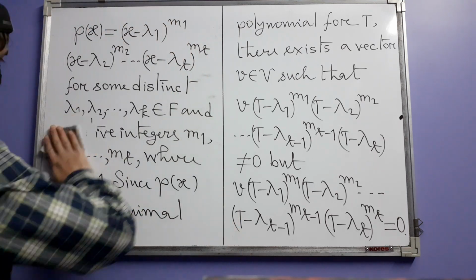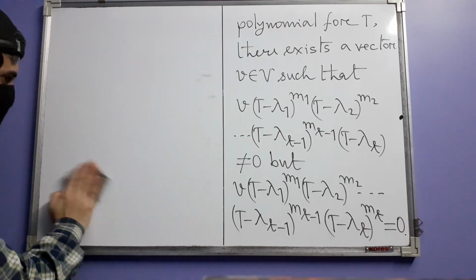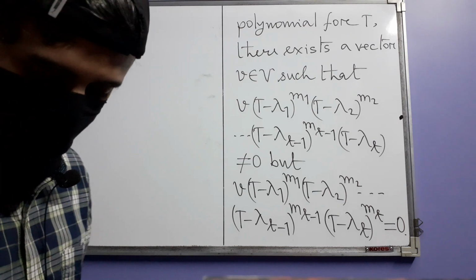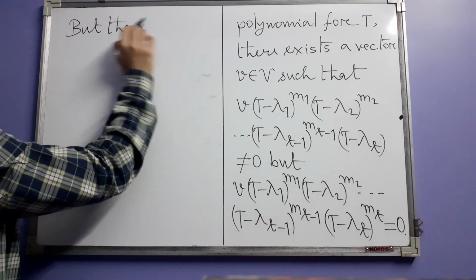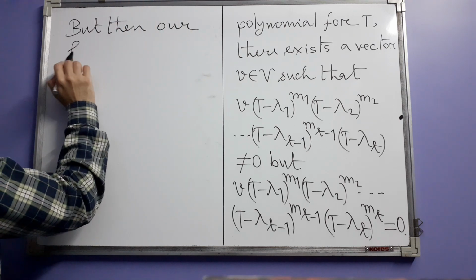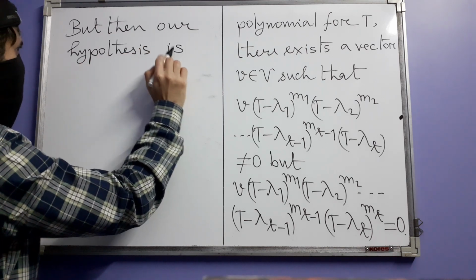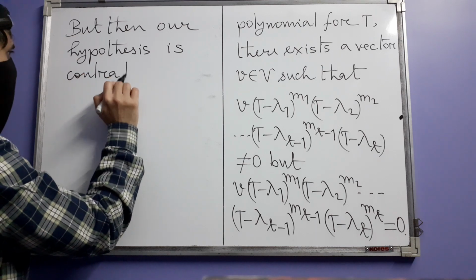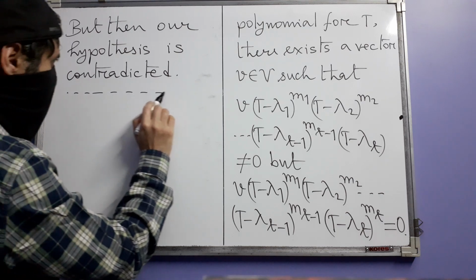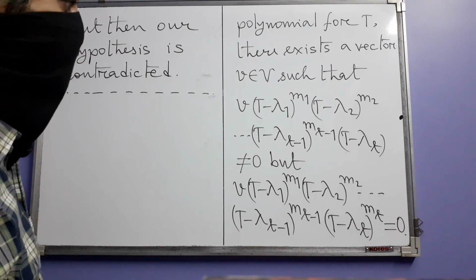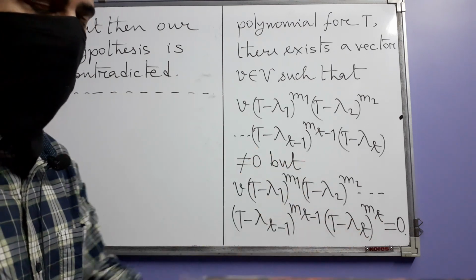Let's see what has gone wrong. But then our hypothesis is contradicted. How? What is the hypothesis? Let me just write something here for explanation. You do not consider this part as a part, I mean it's not included within the solution.